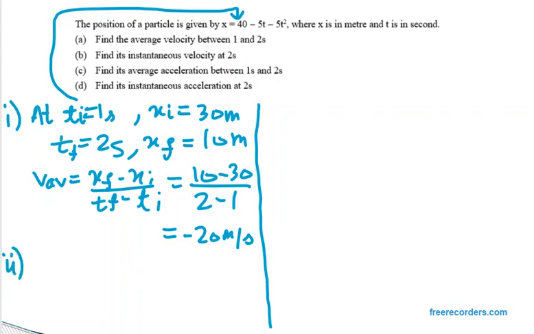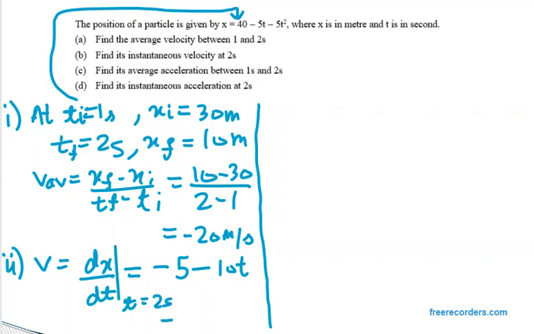Let us try to find the second one, that is instantaneous velocity. Now we need to find the instantaneous velocity. So you have to differentiate x, because in this case it is del x over del t. So it will be minus 5 minus 10t. Now you just need to put the value of t equal to 2 seconds. So it will be minus 5 minus 10 times 2, that is minus 5 and minus 20, that is minus 25 meter per second, the second part.